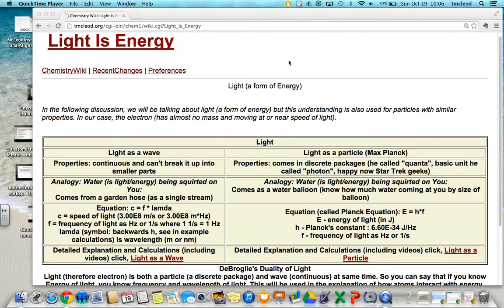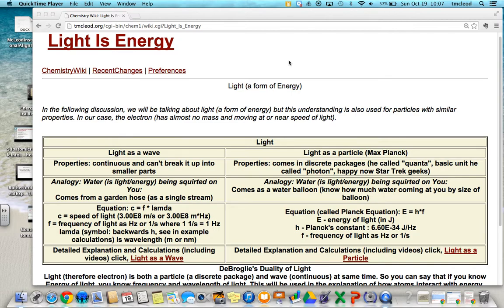You will actually have a more in-depth explanation and calculations on light as a wave once you click on that light as a wave link, and I'll explain to you various things about light as a wave, the electromagnetic spectrum, how to do the calculations, etc., etc.